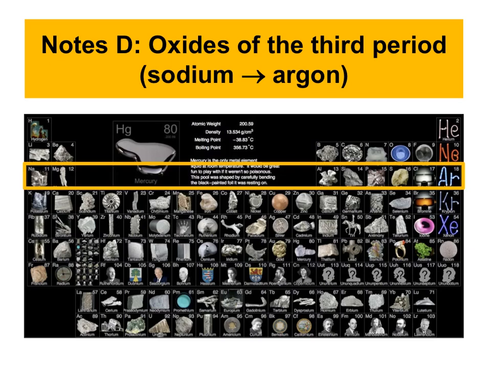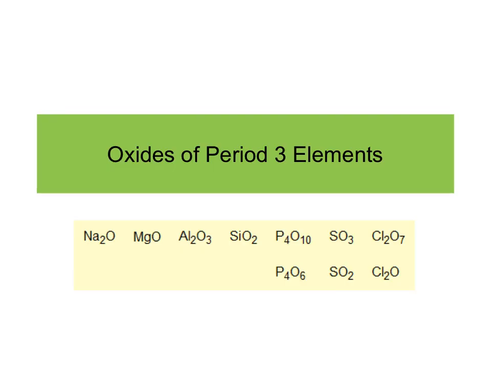For Chapter 3, Notes D, we're going to look at what happens when some of the elements in the third period bond with oxygen. So we're going to go across from sodium all the way to chlorine. Not argon, of course, because argon doesn't bond, but we're going to get up close and personal with a few of these elements and see what happens when they react with oxygen.